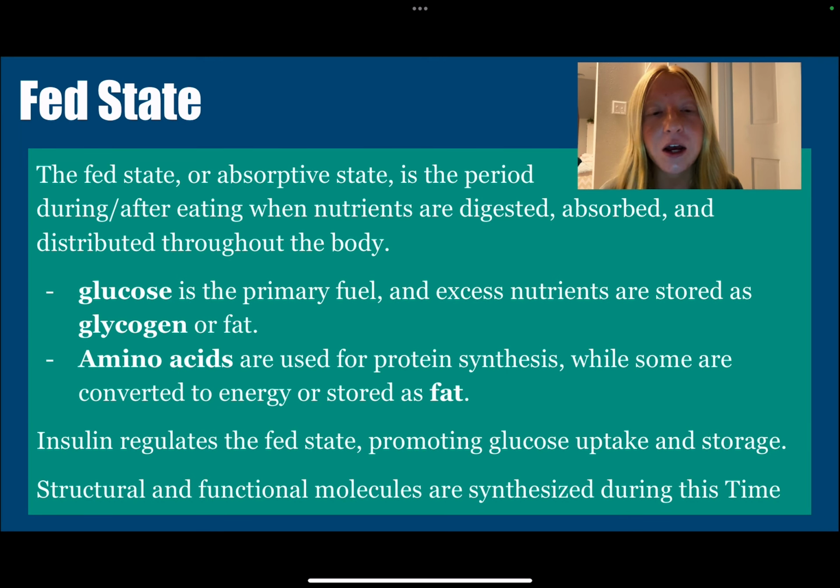The fed state, or absorptive state, is the period after or during eating when nutrients are being digested, absorbed, and distributed throughout the body. Glucose is the primary fuel, and excess nutrients are stored as glycogen or fat. Amino acids are used for protein synthesis, but some are converted to energy or stored as fat. Insulin is the regulator of the fed state, and it promotes glucose uptake and storage. Structural and functional molecules are synthesized during this time.